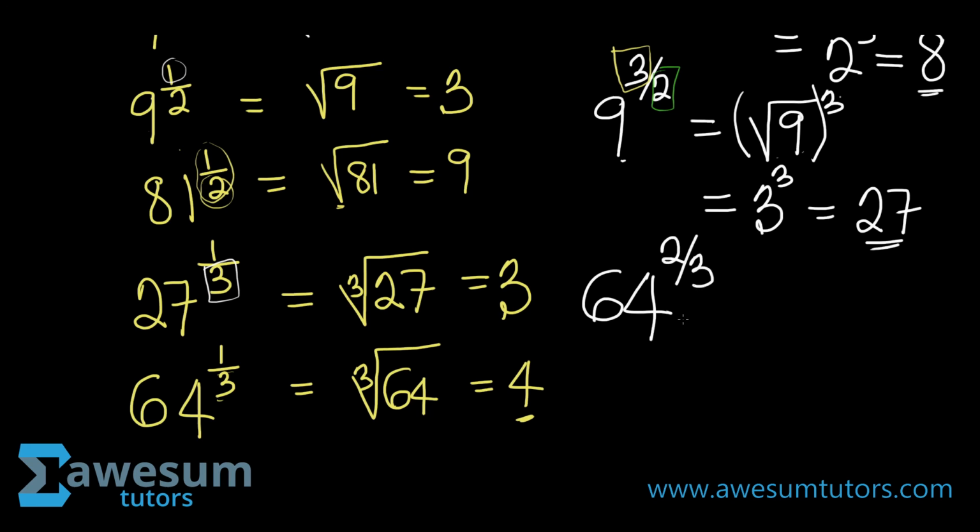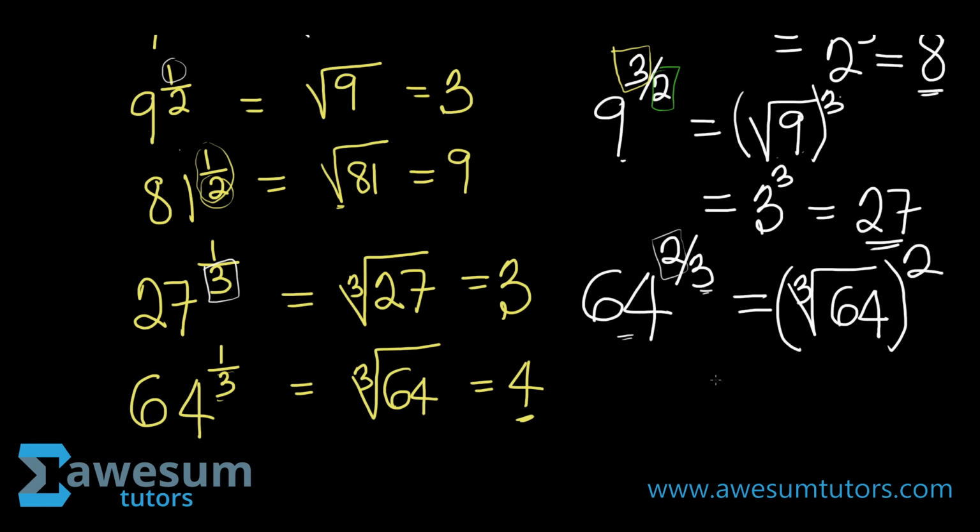64 raised to the power of 2 over 3. We are going to use the same concept. The denominator is 3. So that is going to give me cube root. Cube root, guys. Cube root. What is the base? 64. That is cube root of 64. Okay. Raised to the power of, what is the numerator? 2. Very interesting, guys.